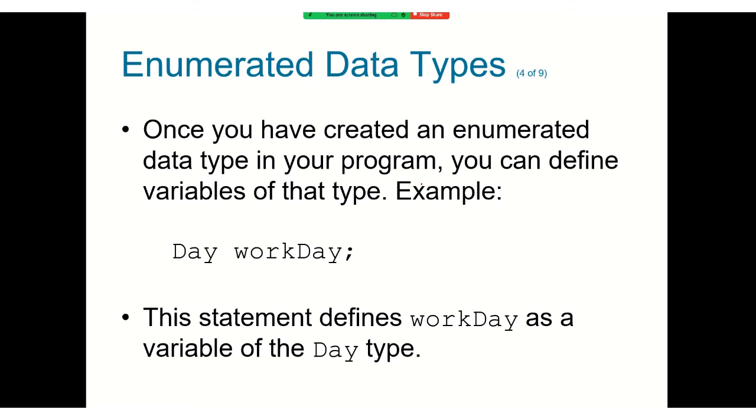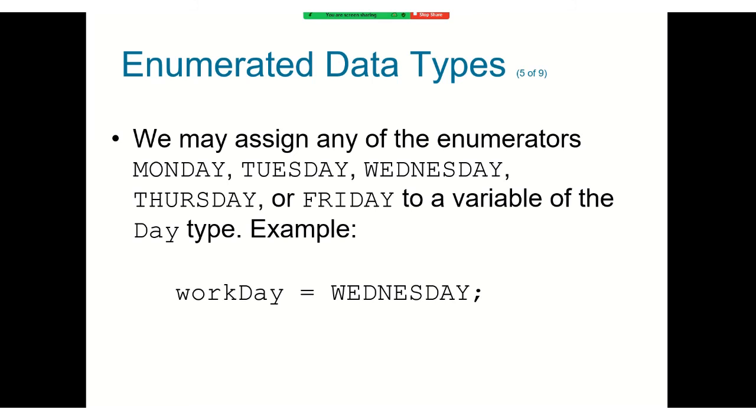So once you have created an enumerated data type in your program, you can define the variables of that type. So it also serves you as a data type. Use a day and work day, things like that. This statement defines work day as a variable of day type. We may assign any of the enumerators like this one to the day.